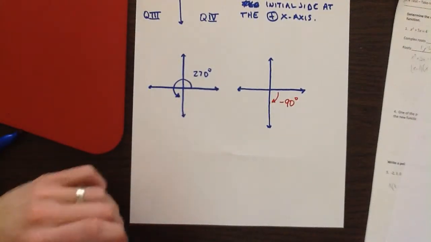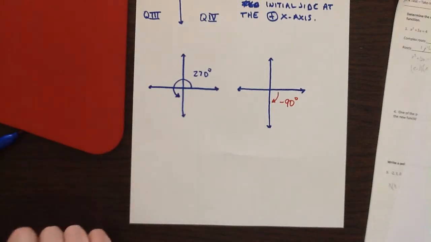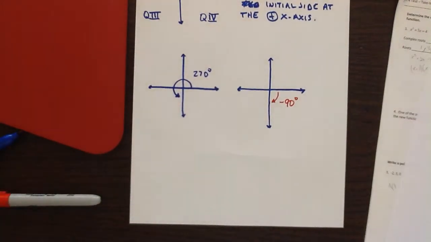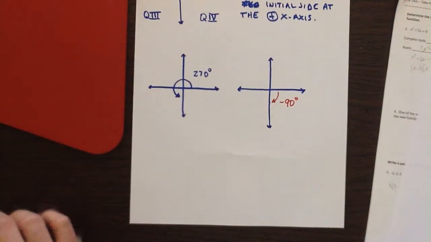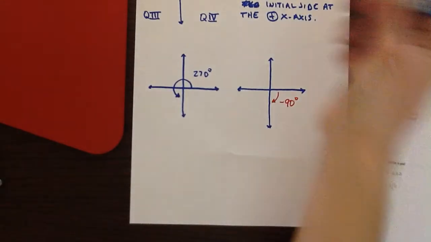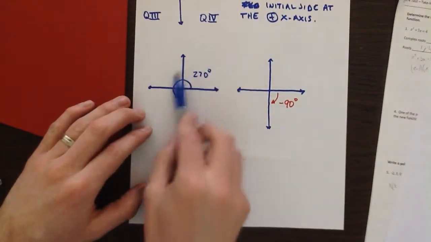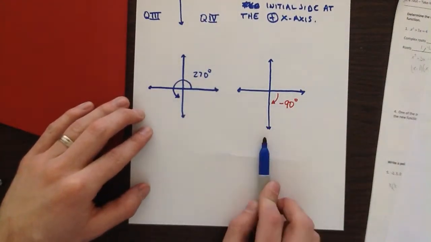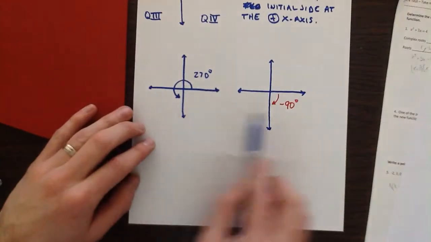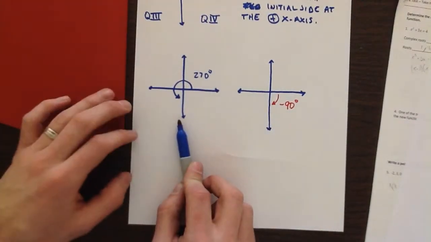Think about this. If you have a car, if you have a bike, if the tires rotate 90 degrees in one way, it is different from rotating 270 degrees in the opposite way. Your car would end up forwards or backwards. It would not end up in the same location. Now, on the graph, negative 90 and 270 both end at the negative y-axis. We've got two angles that end in the same place.